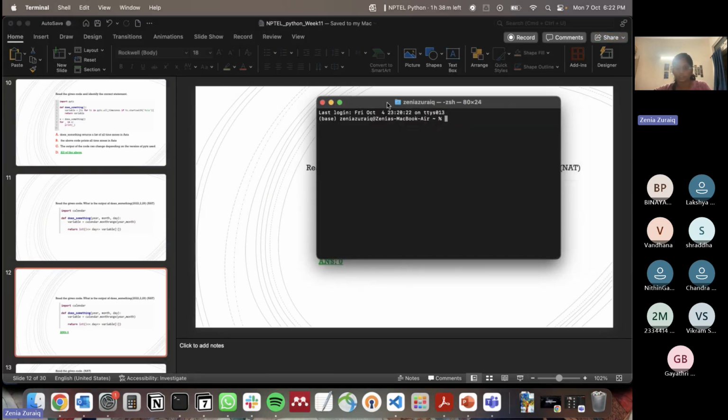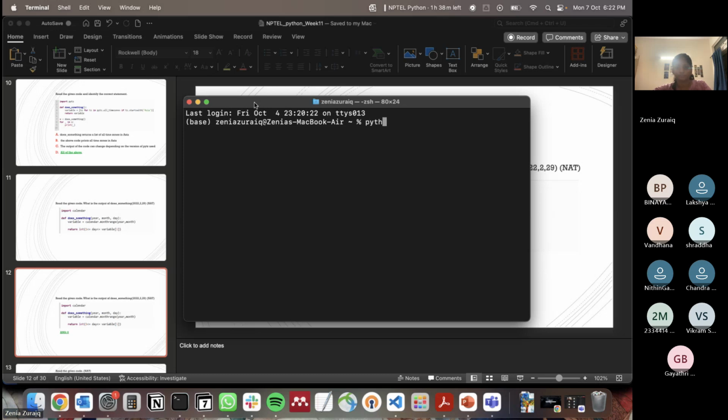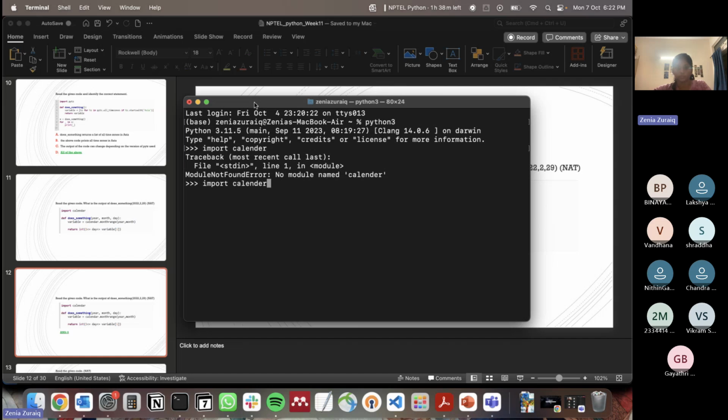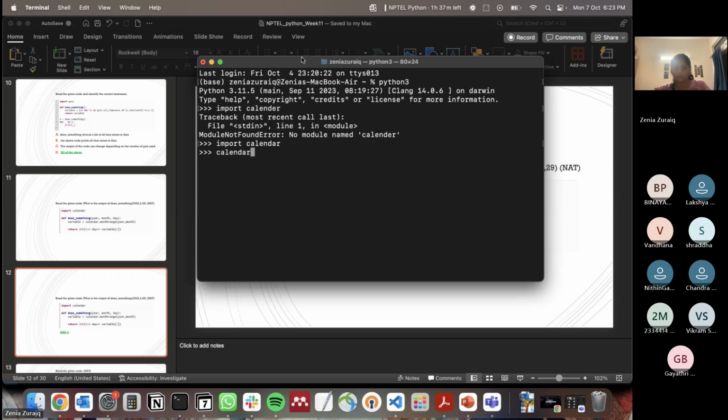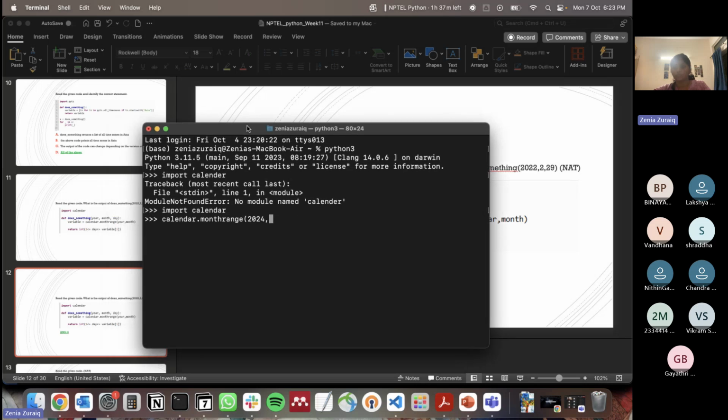You can see my terminal, right? So if I take my terminal, calendar.monthrange, let's give 2024 and this month, which is October. You can see that it returns two numbers. It returns the first day of the month, which is always 1, and the last day of the month, which is 31, because October has 31 days. So it does not return the number of days in the month, it returns the first date and the last date of the month.